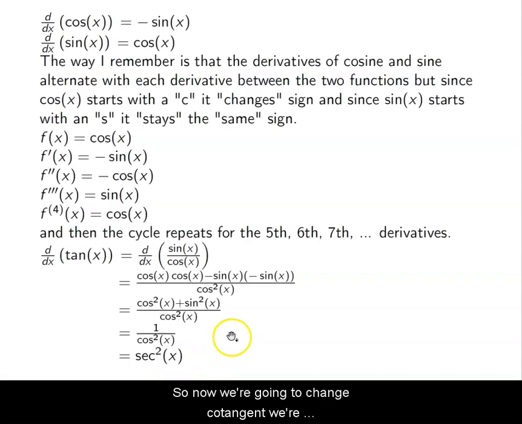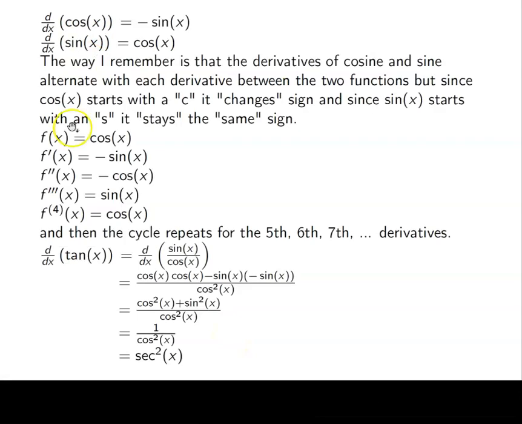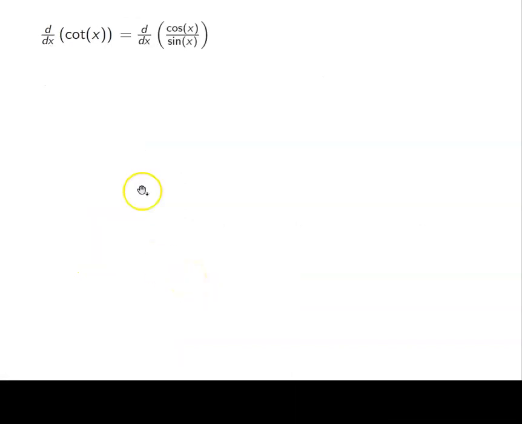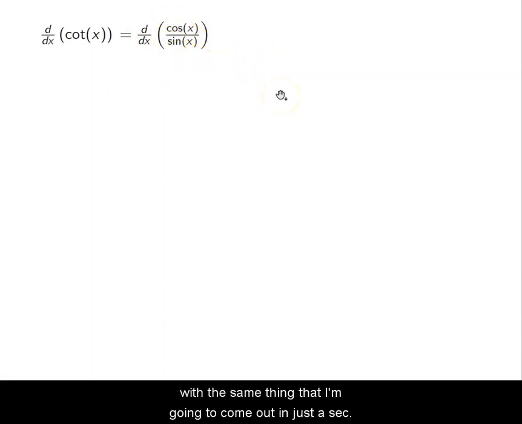Okay, so now we'll go over cotangent. We're going to do this in exactly the same way. If tangent is sine over cosine, that means cotangent is cosine over sine. We're going to do the exact same thing. We're going to use the quotient rule. So maybe you want to pause it real quick and try it on your own and see if you come out with the same thing that I'm going to come out with in just a second.